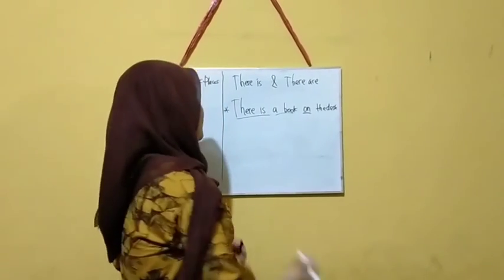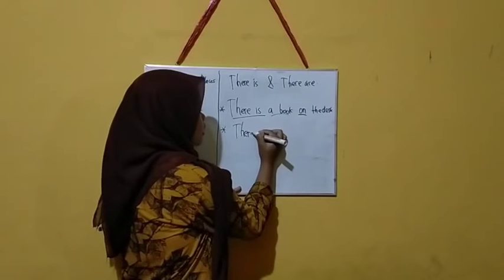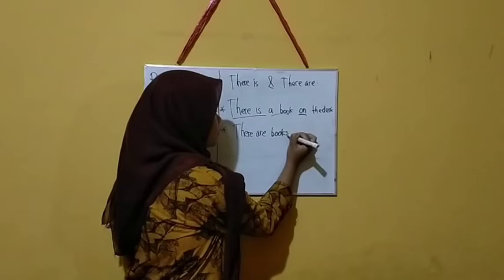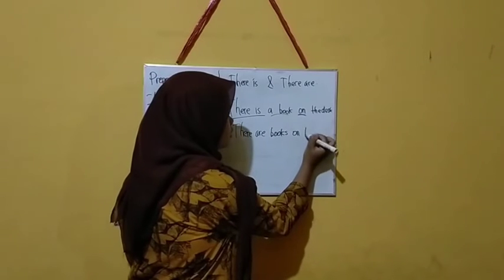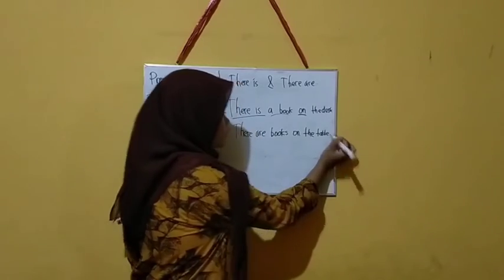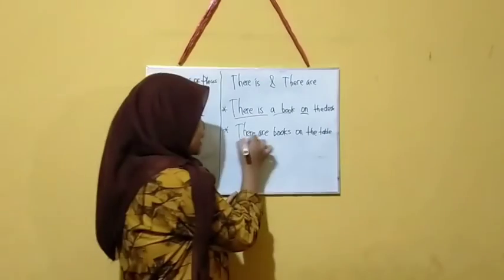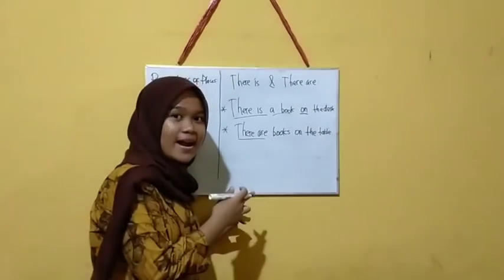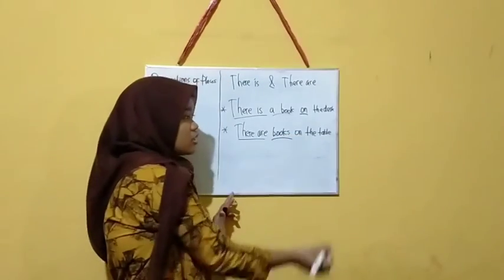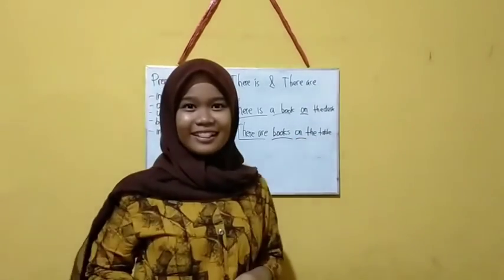Yes. Okay, the next is: there are books on the table. Here we use there are with plural noun and also the preposition on. Okay, do you get it?